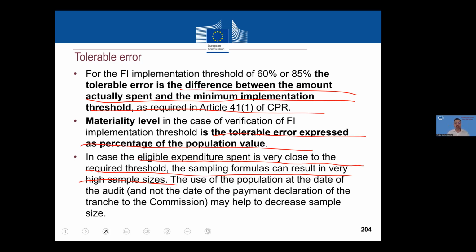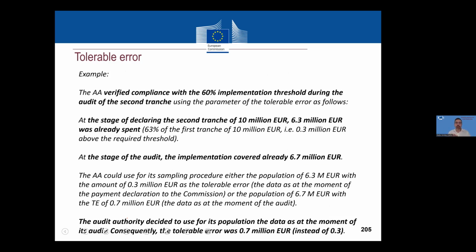So one of the things that you can do is the following: the use of the population at the date of the audit, and not the population at the date of the payment declaration of the tranche commission, may help to decrease the sample size, because by the date of the audit you may already have more incurred expenditure. An example: to verify the compliance with the 60% implementation threshold during the second tranche, we had, at the stage of declaring the second tranche of 10 million, 6.3 million already spent, so 63% of the first tranche, slightly above the required threshold, just 0.3 million above the threshold.